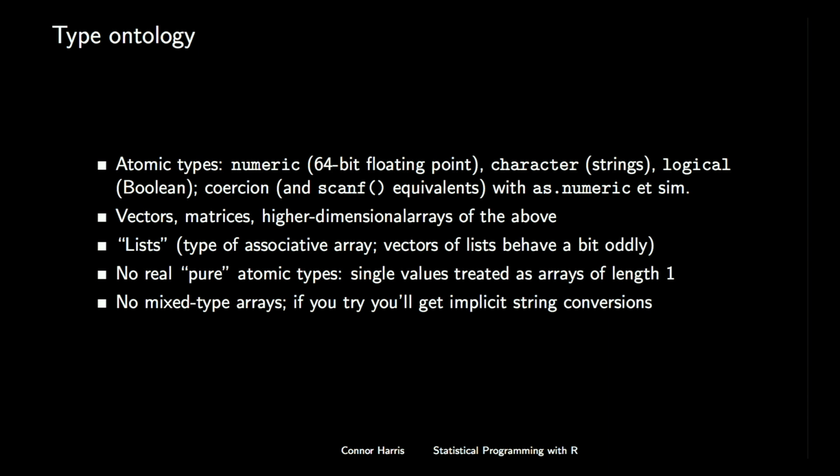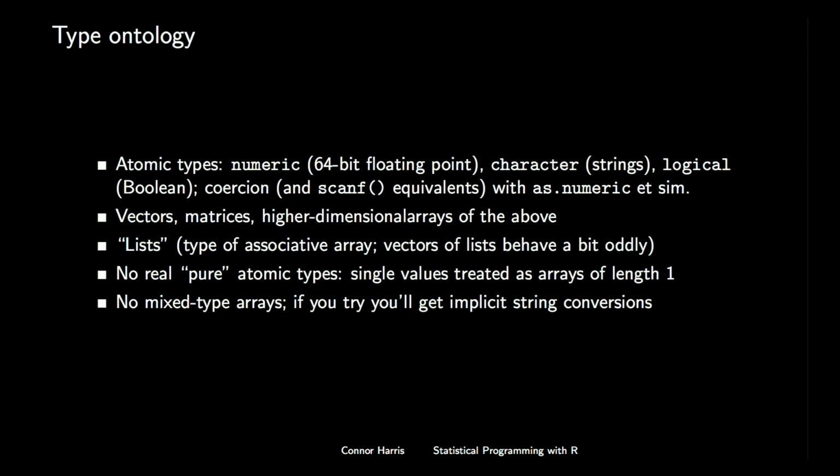Preliminaries are done. Let's get into the real things. So there are three real types in the language. There's a numeric type; there's sort of a difference between integers and floating points, but not really. There's a character type, which is strings, and there's a logical type, which is booleans. And you can convert between types using these functions: as.numeric, as.character, as.logical.